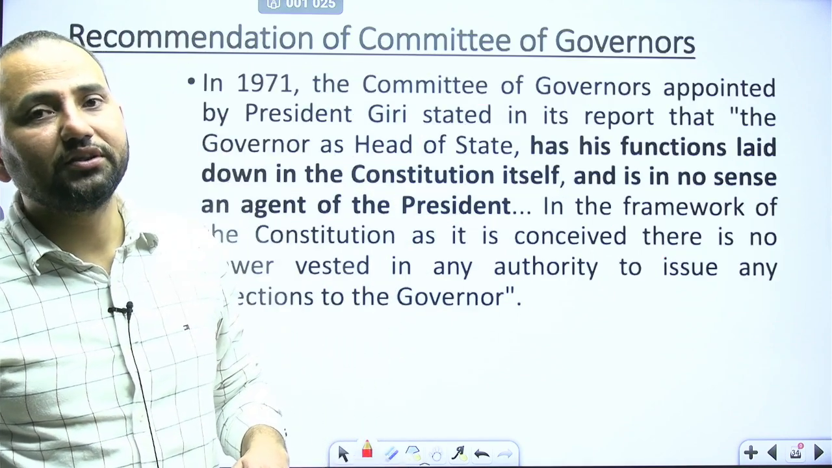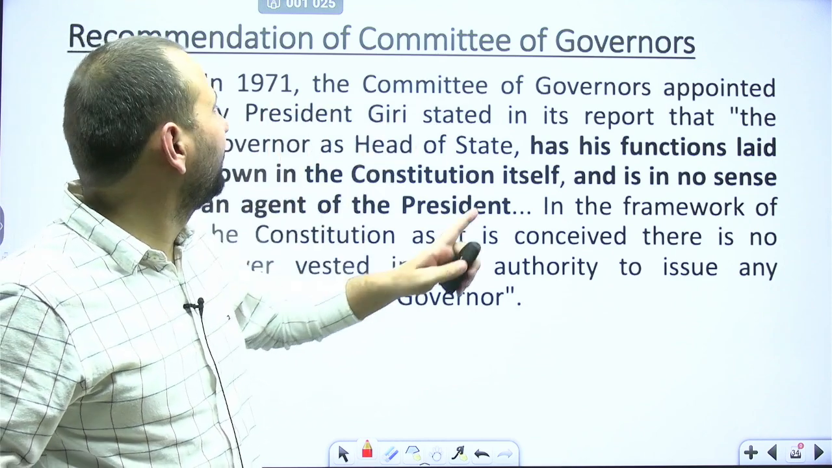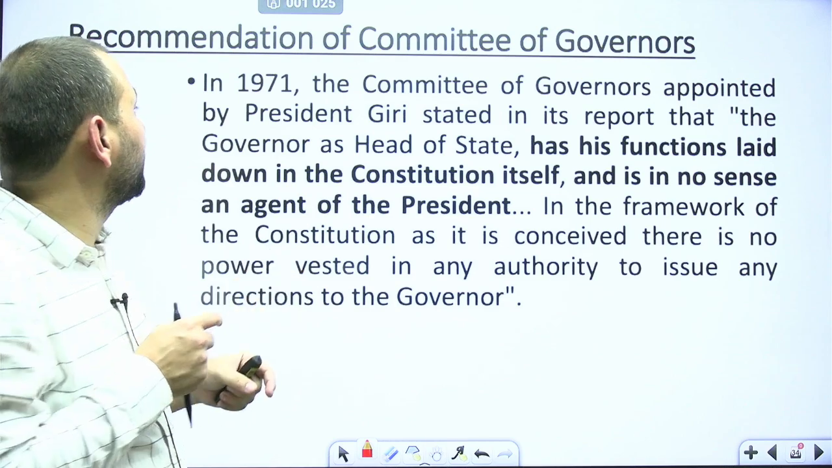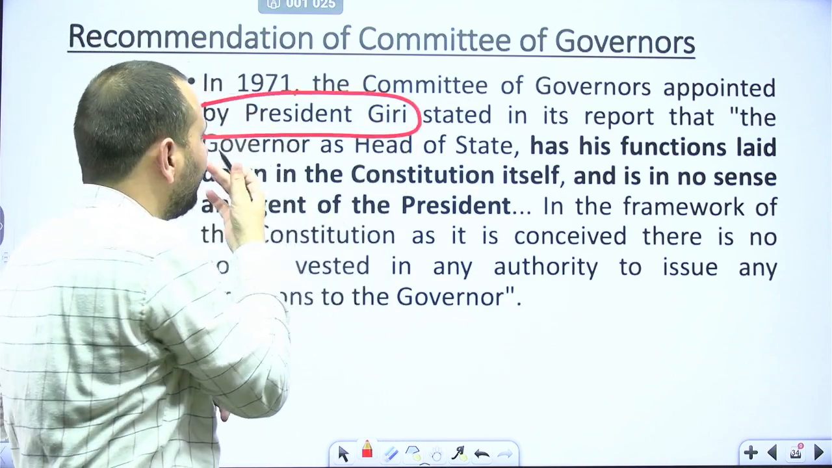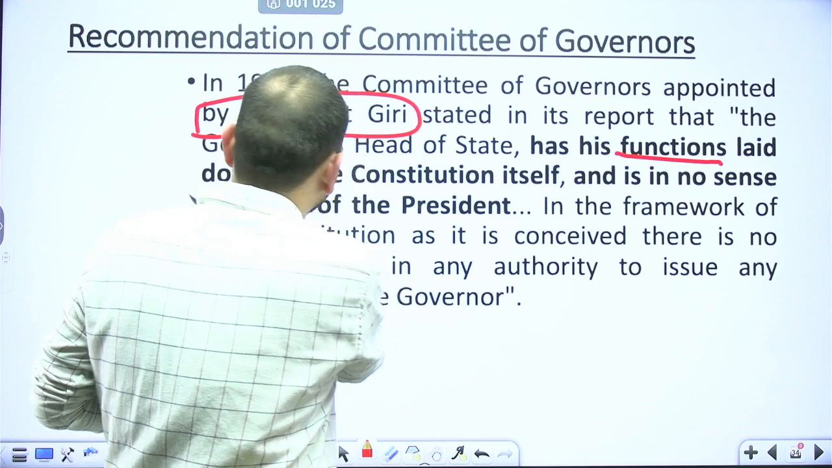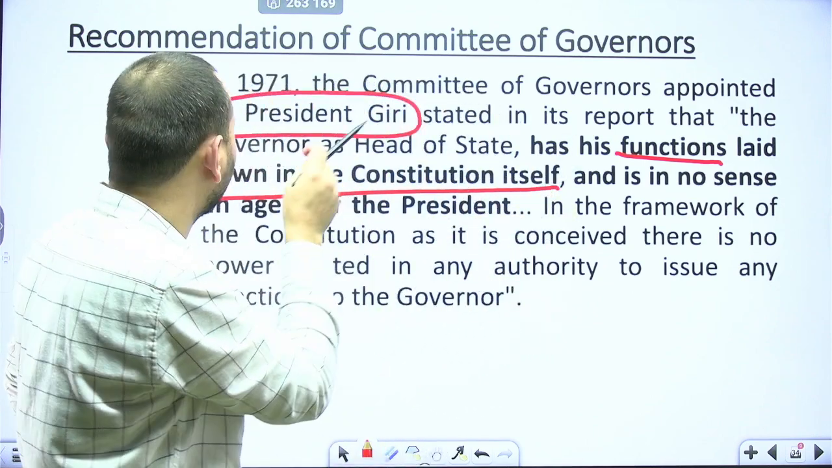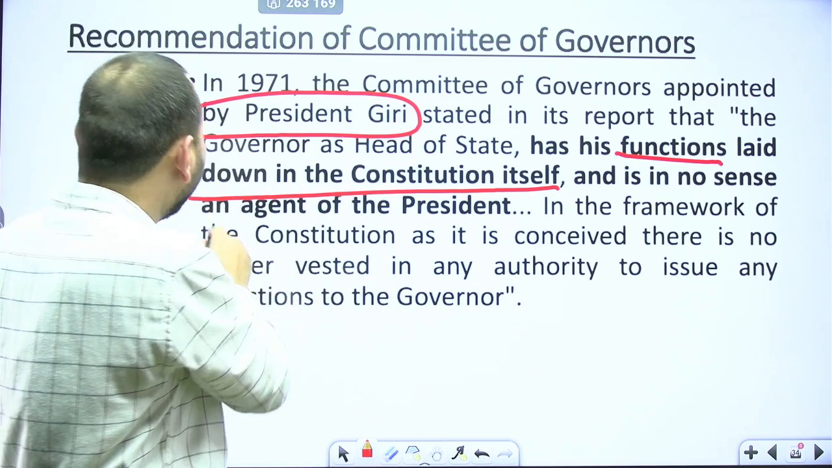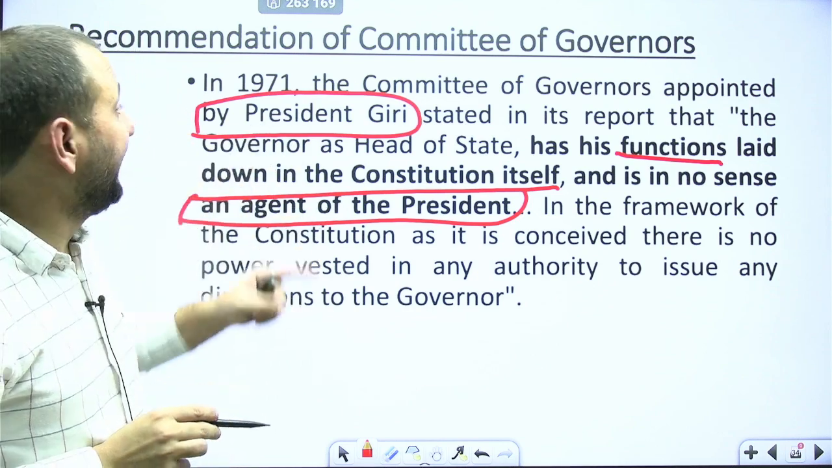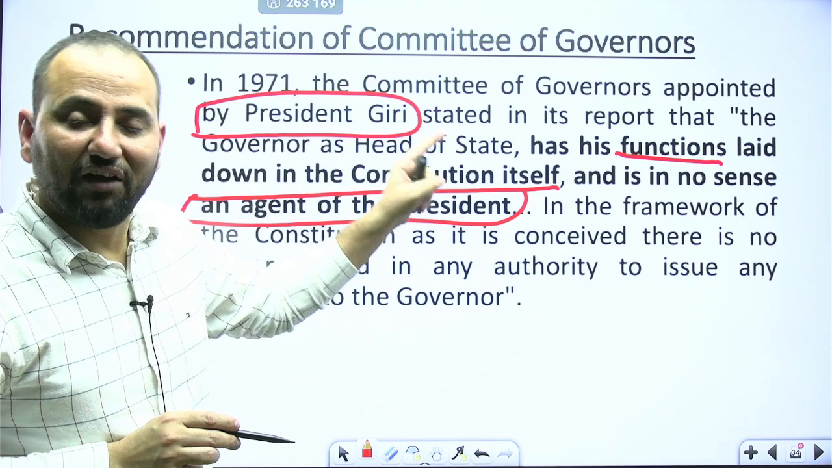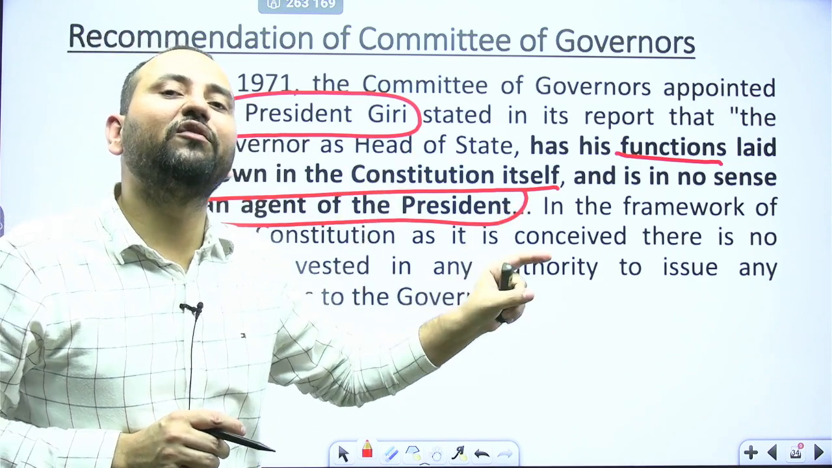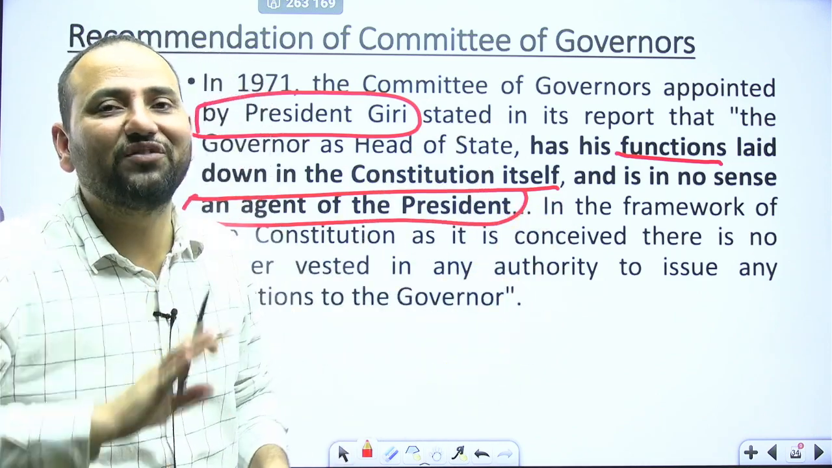If you talk about the commissions, then another important thing is the recommendation of the Committee of Governors. In 1971, this Committee of Governors, which was appointed by President Giri, made its recommendation. It specified that the governor has its own functions laid down in the constitution, and when it has its own functions laid down in the constitution, then in no sense is it an agent of the president. We have to understand this dimension very clearly. It specified that the governor should function on the provisions of the constitution and not as an agent of the central government.